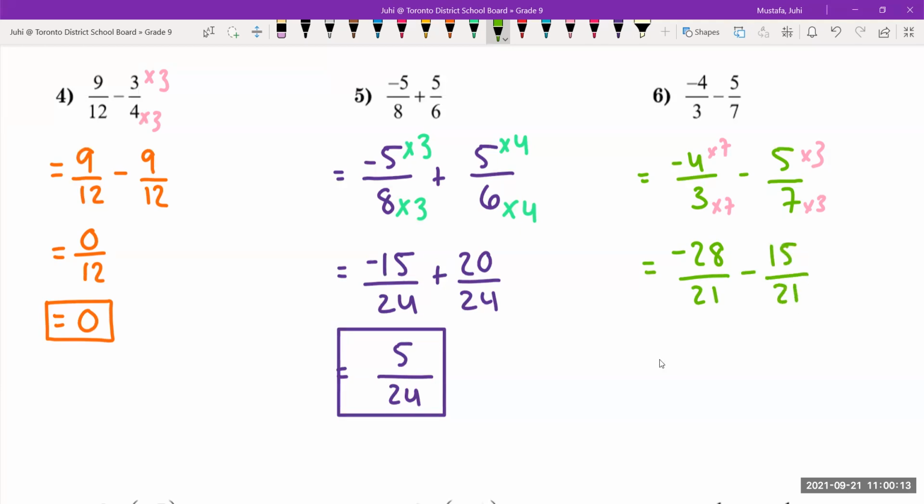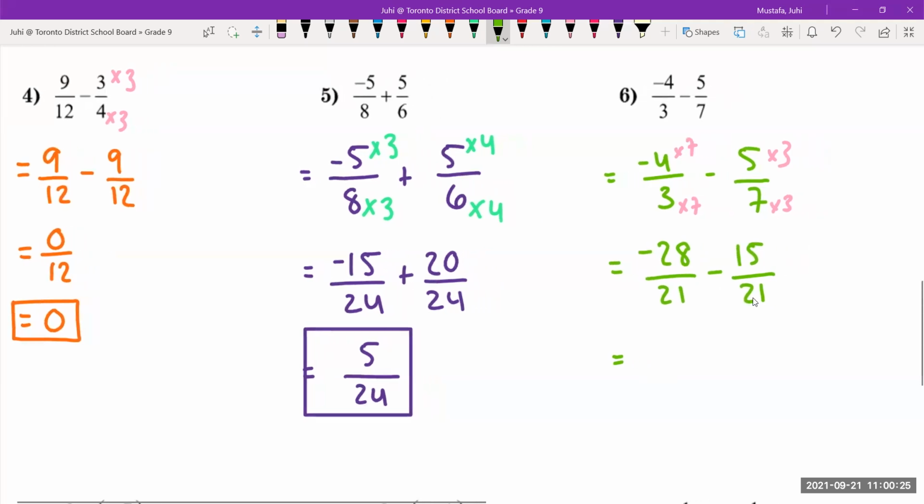Yep, 15 over 21. Now, when you're using integer rules, this is like saying negative 28 minus 15, same sign, add the numbers, keep the sign. I want you to keep remembering the rules for that so you don't get confused. Even though they're fractions, you're still using integer rules, negative 28 minus 15.